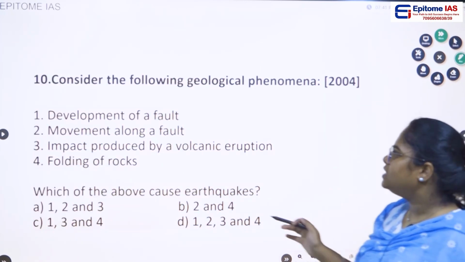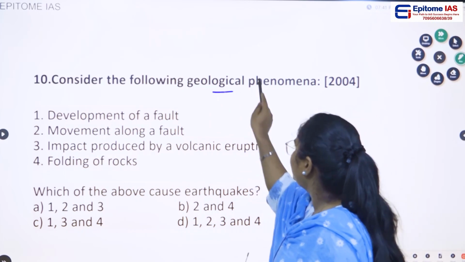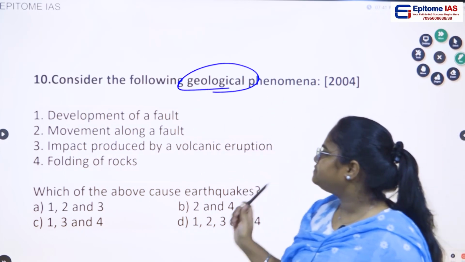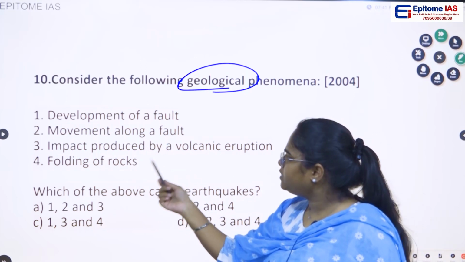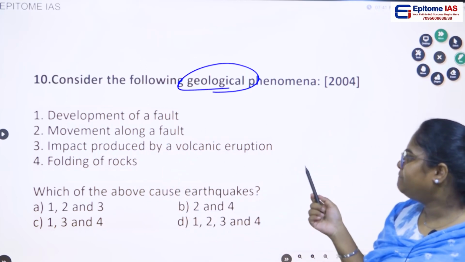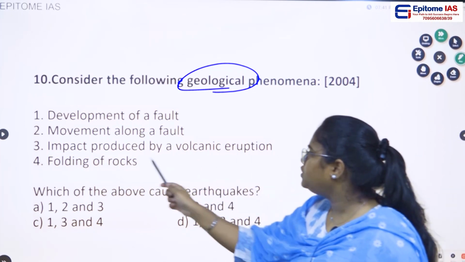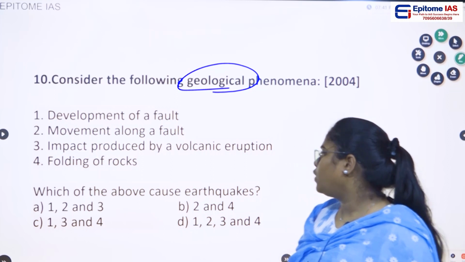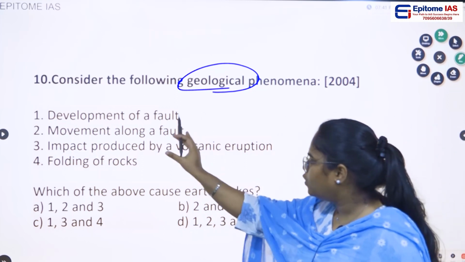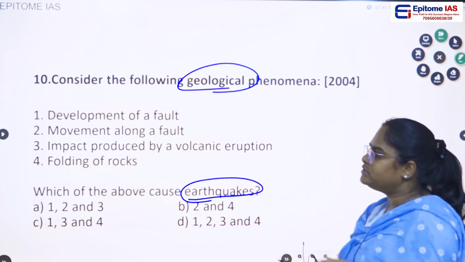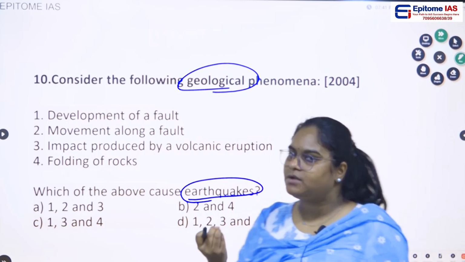So the next question: consider the following geological phenomena. 1. Development of a fault. 2. Movement along a fault. 3. Impact produced by volcanic eruptions. 4. Folding of rocks. So what they are asking is, which of the above cause earthquakes? So if you see here, they are talking about the development of a fault and movement along the fault.